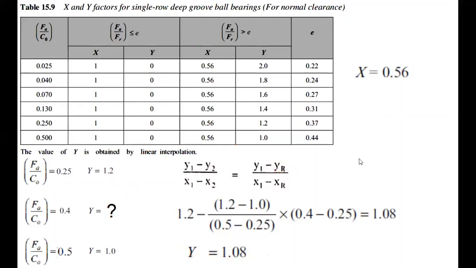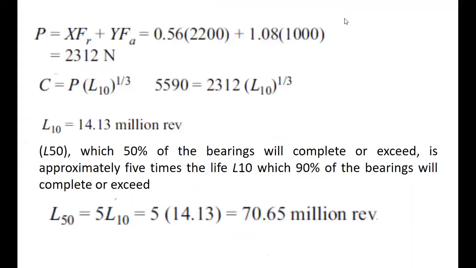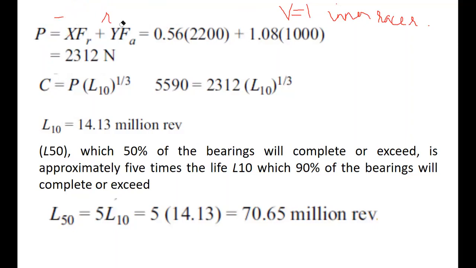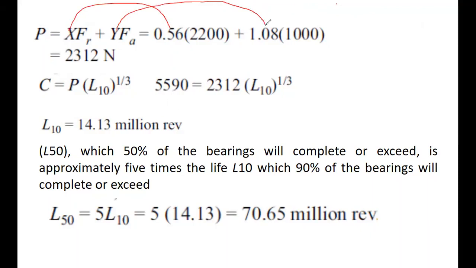Now, simple. Next thing is very easy. We are going to use the formula of equivalent load, which is on page number 15.2 of Bhandari Design Data Book. XVFR plus YFA. Nothing is mentioned whether inner race rotates, outer race rotates. So we will assume V is equal to 1. Inner race rotates, V is equal to 1. Right? Nothing is mentioned regarding the load. So we will assume this S or KA as 1. Right? So just putting the value as X we found out as 0.56, Y we found out as 1.08, FR is given in the numerical 2200, FA is given in the numerical 1000. You'll get the answer as 2312.